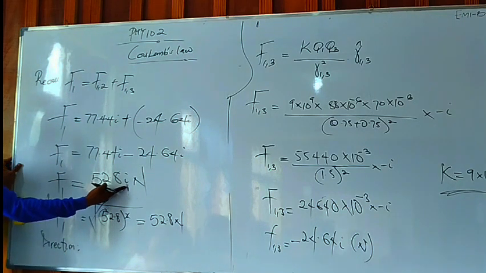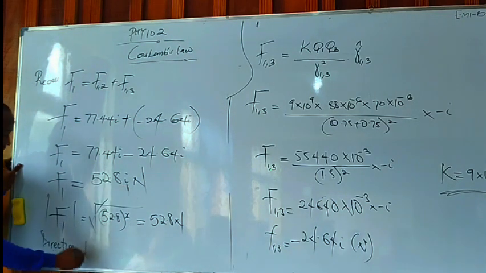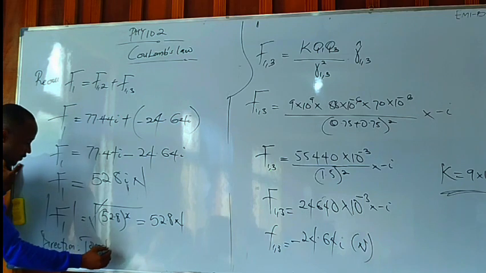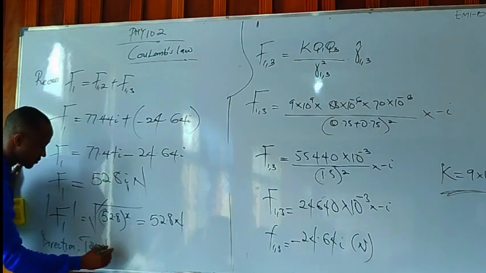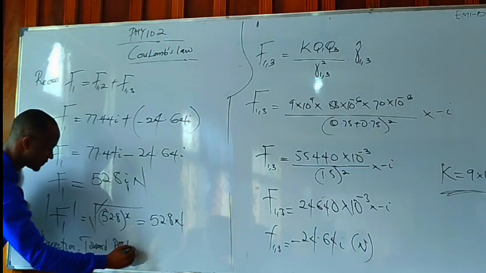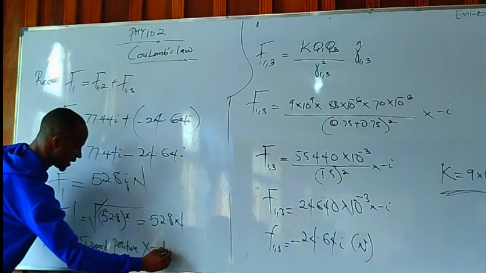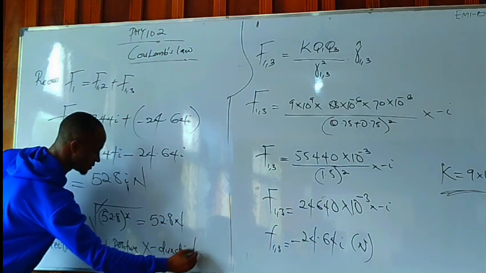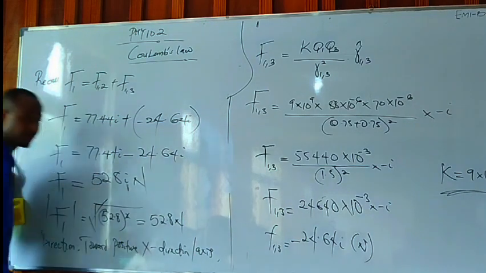What do we have here? Positive i, Abi? Yeah. Direction means what? Towards what? Towards the positive x axis or direction. Are you following me? Yeah.